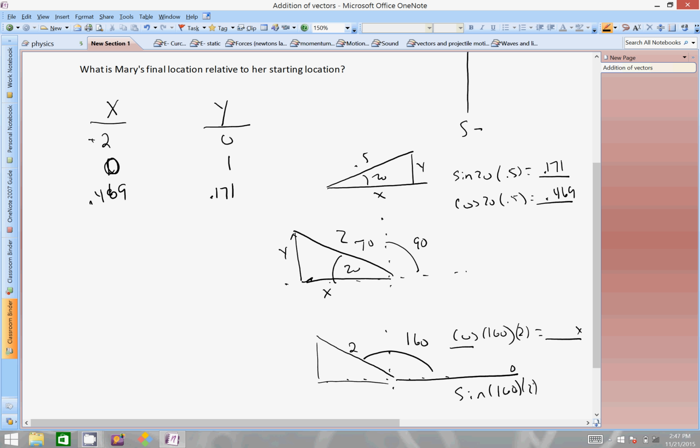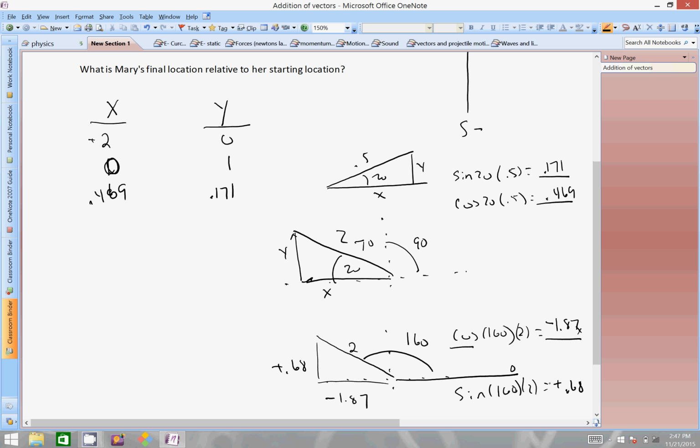So the cosine of 160 times 2 equals, now this is giving me a negative 1.87, and then we have the sine of 160 times 2 equals a positive 0.68. Now again, what does that mean? It means my x is a negative 1.87 and this is a positive 0.68.